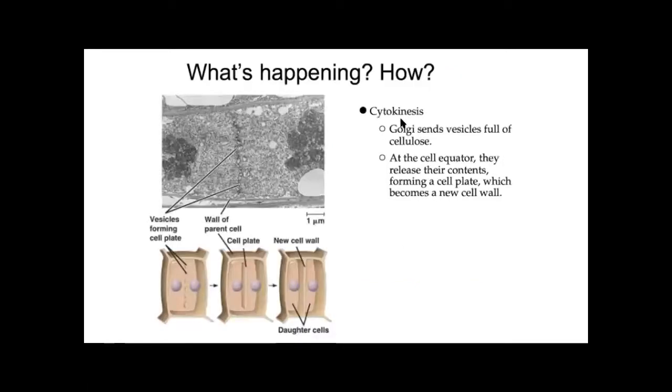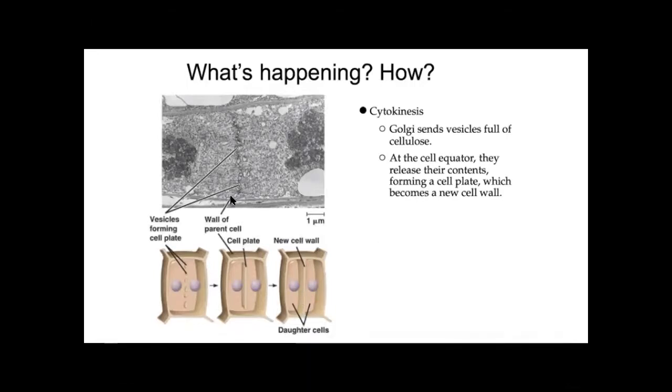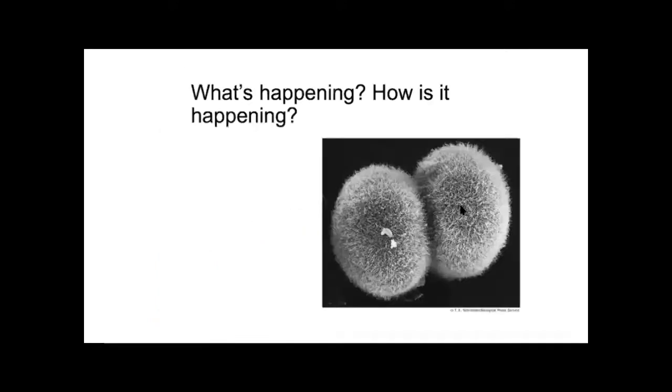So cytokinesis. The Golgi is going to send a bunch of vesicles full of cellulose, if you're a plant, to the middle, and they're going to form up and basically form that cell plate, which is the new cell wall in between the two plant cells. And that's what it looks like. So what is this?